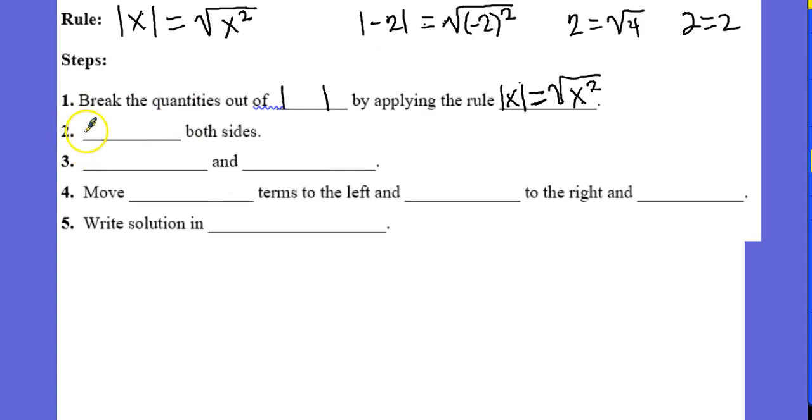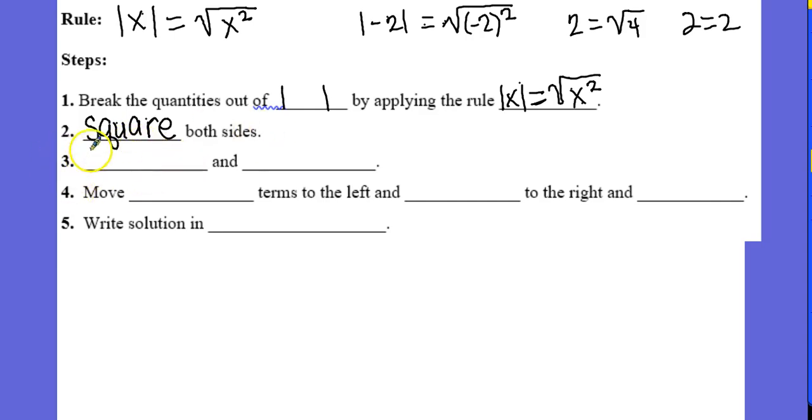So in order to avoid the situation, we're going to square both sides. And you'll ask me, Mrs. Frame, do we really have to do step 1? And I'm going to say yes. On the test and on the quiz you do. On your homework, you're going to do what you're going to do. You'll find out what I mean.